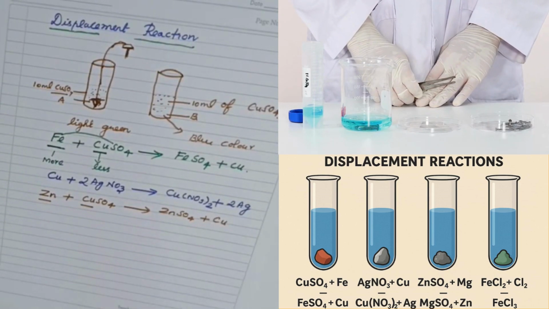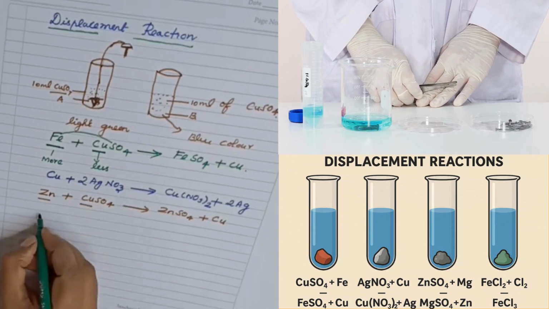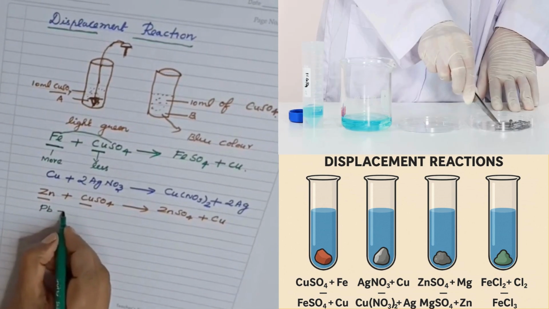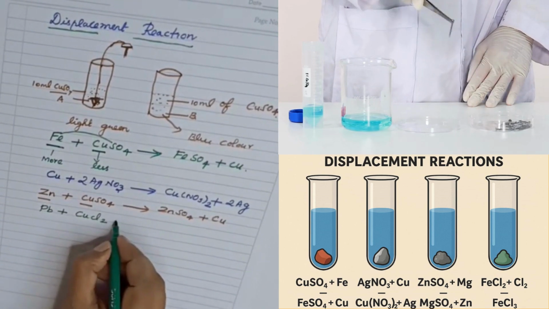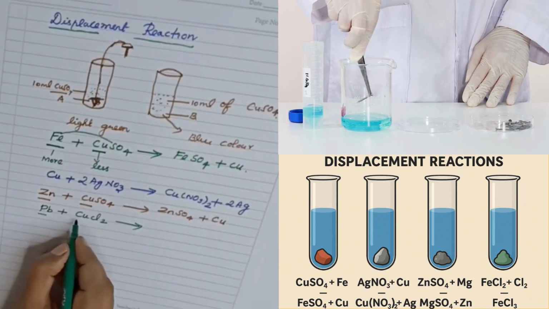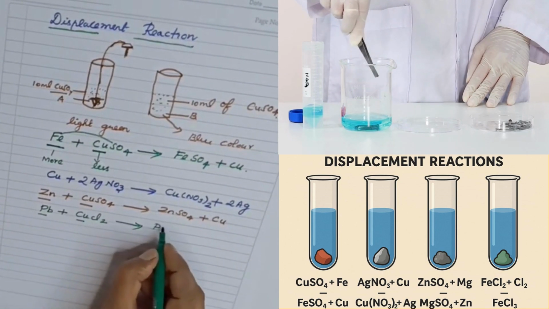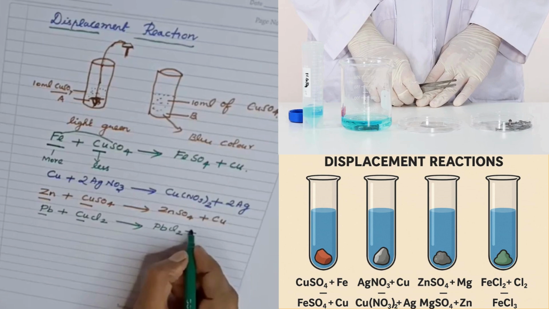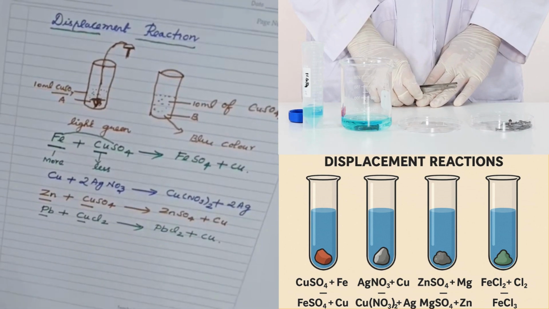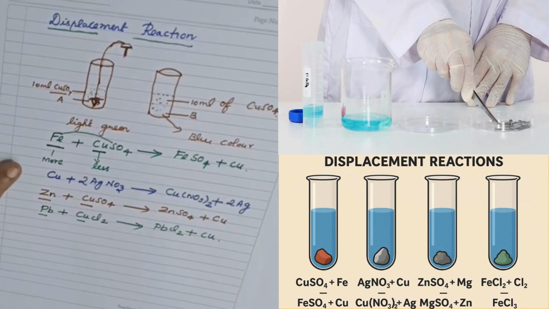Next, we see some more examples. Lead combines with copper chloride, CuCl2. What happened? Lead is more reactive and copper is less reactive. So we get PbCl2 plus copper. These are some of the examples of this displacement reaction.